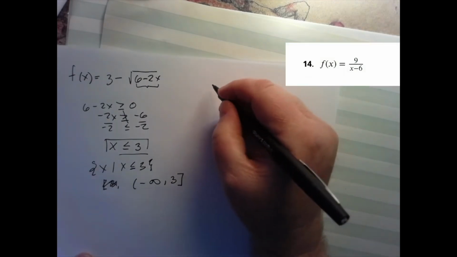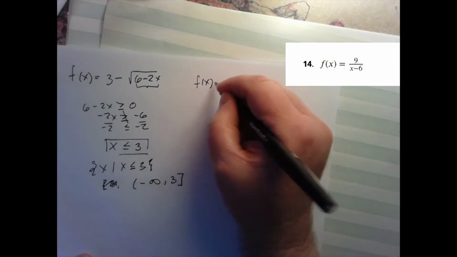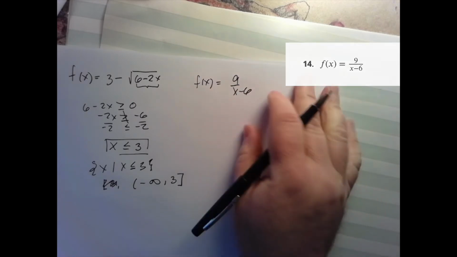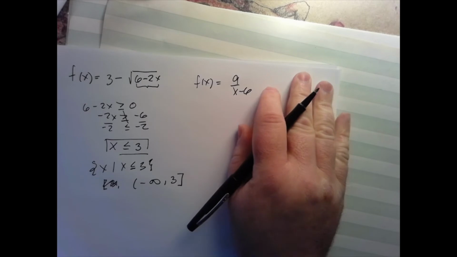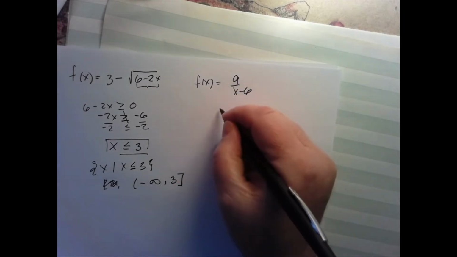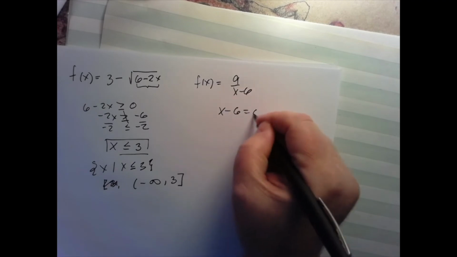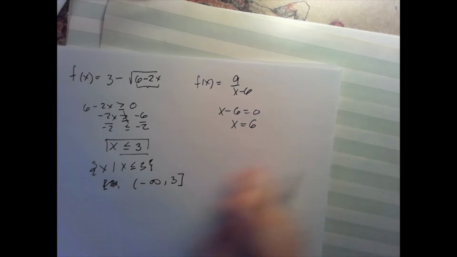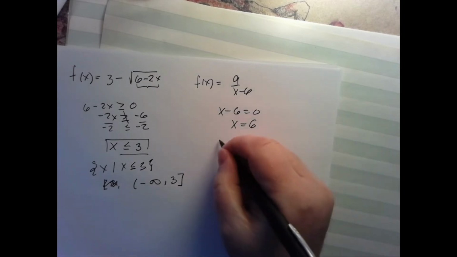So now if we try this one, let's do f of x is equal to 9 over x minus 6. Now this looks more like a fraction. So we know that the denominator is not 0. So find where it is 0 and then take everything else. So this is add 6 over, we get 6. So this is our domain.